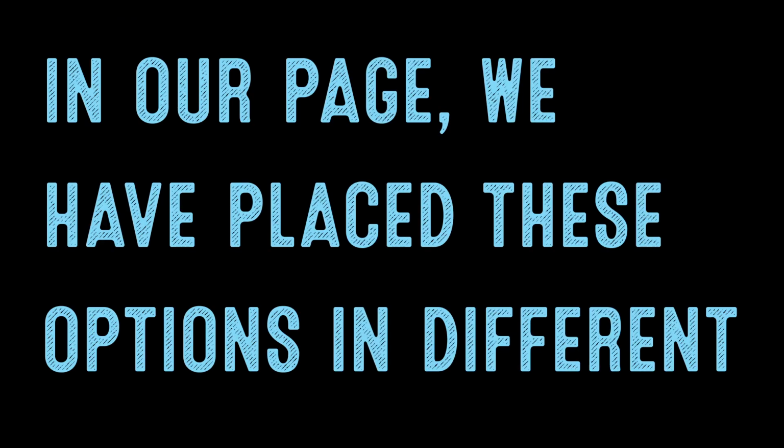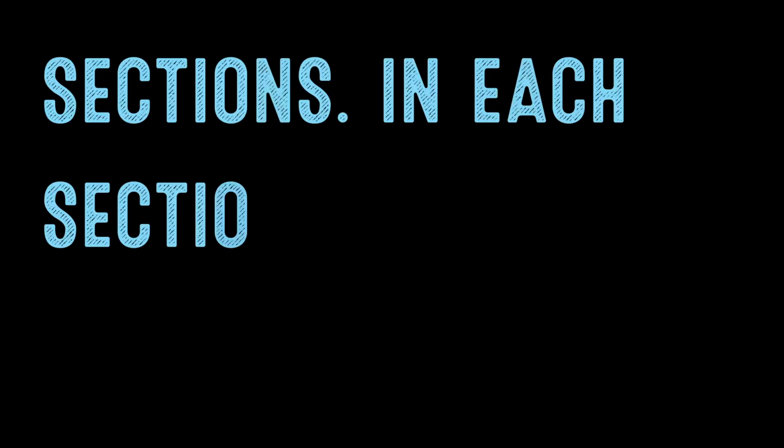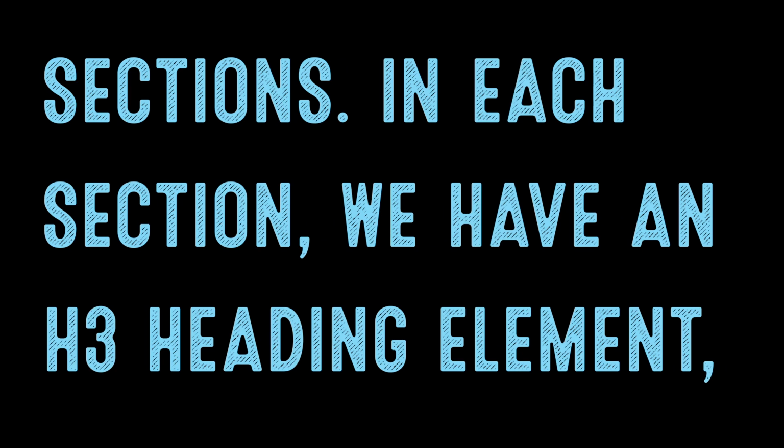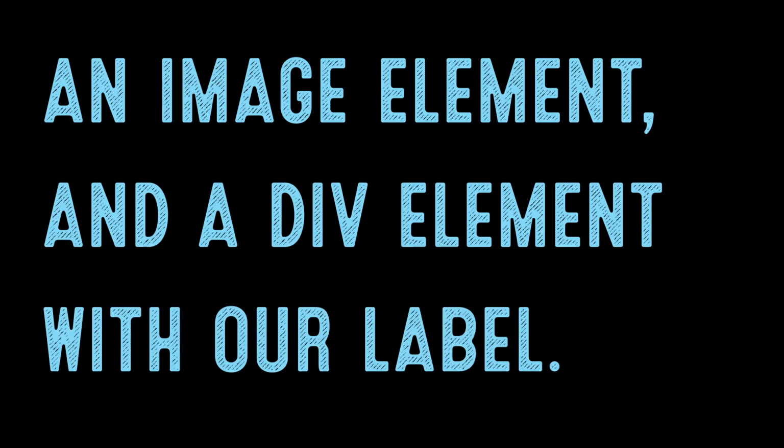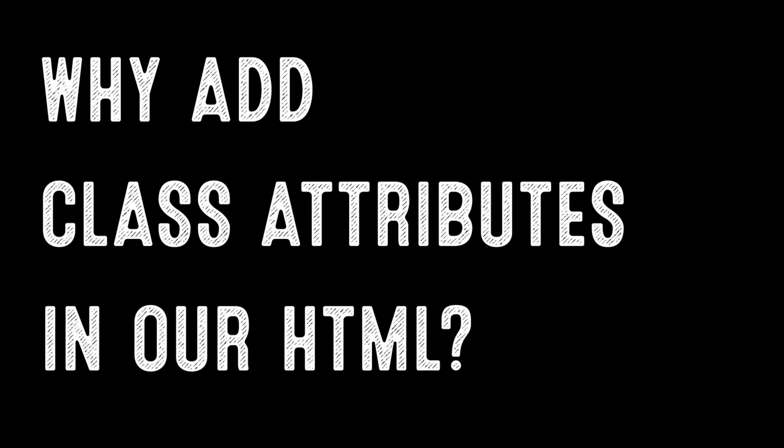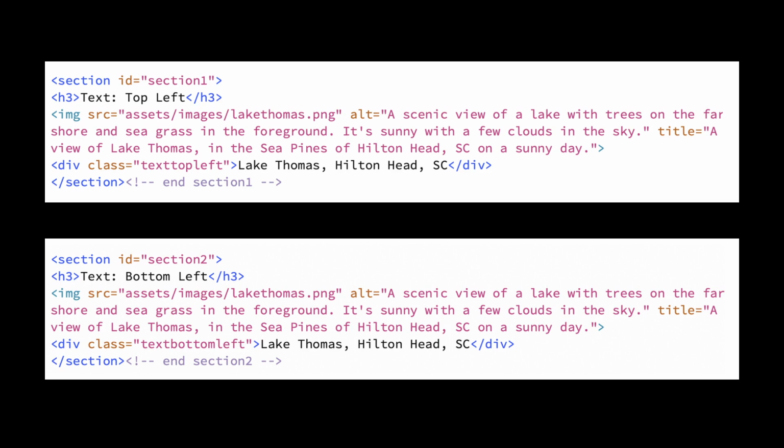In our page, we have placed these options in different sections. In each section, we have an H3 heading element, an image element, and a div element with our label. Why add class attributes in our HTML? Let's look at the HTML first.